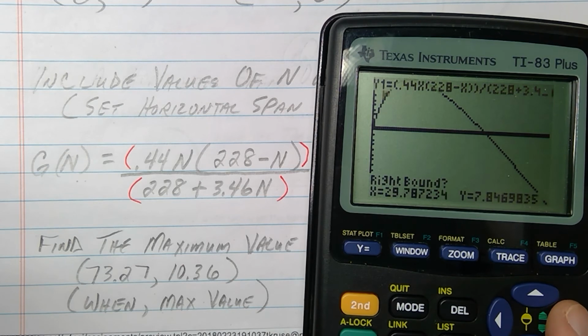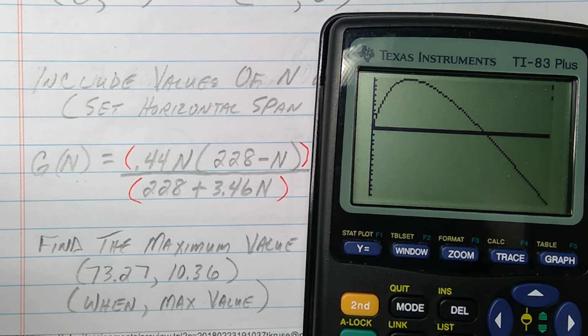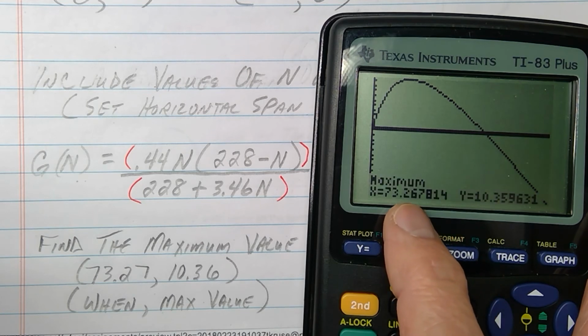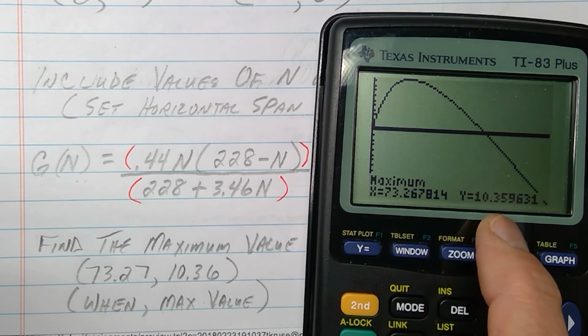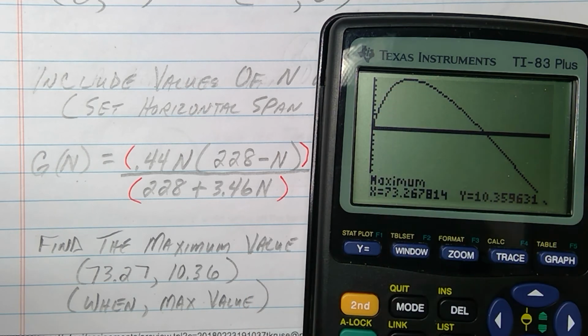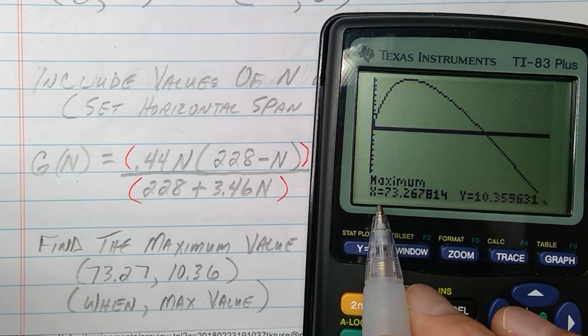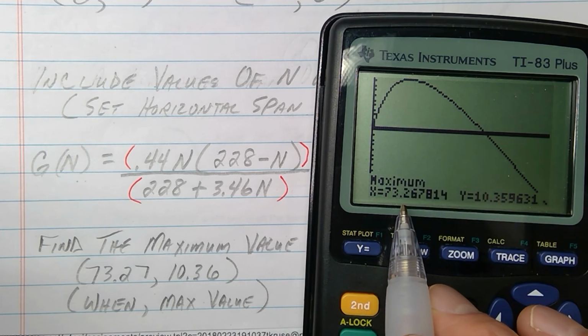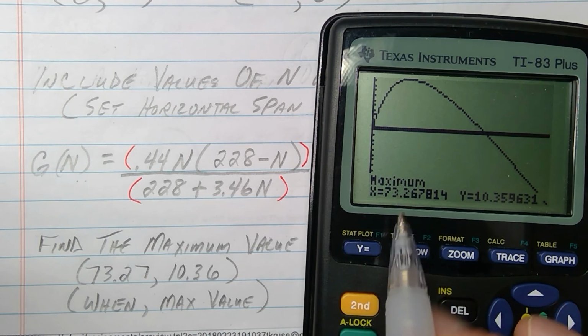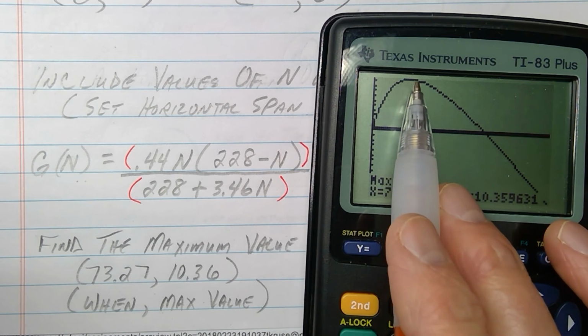And now it's asking for a right boundary. So I want to move until I'm well to the right and just follow that cursor over. And I'm over there, that's well to the right of the peak. Got my 2 fences, and there's my maximum at 73.27 and 10.36. So if they ask when did you have maximum profits or something like that, well, after 73.27 months, or after I made 73.27 widgets or whatever your factory's making, I had a max profit. How high was the profit?